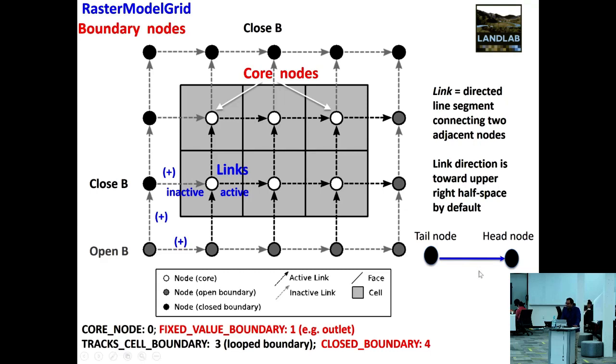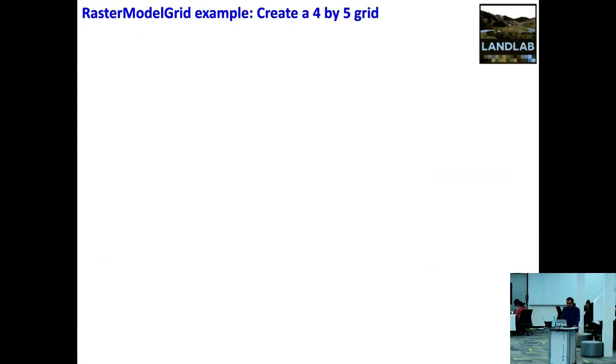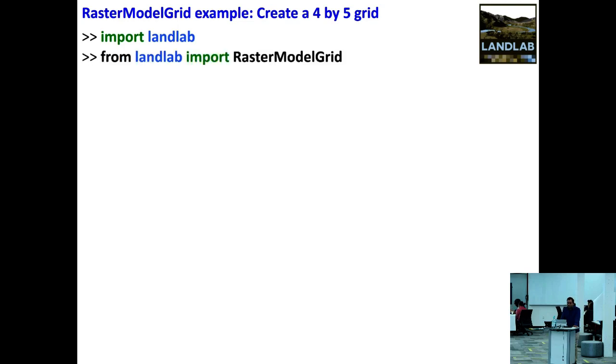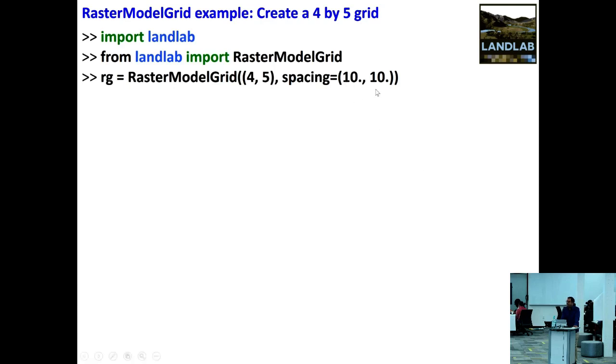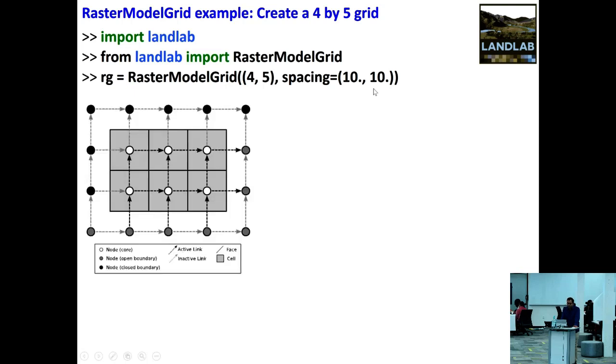And a link is connecting a tail node to a head node. It has a direction, and the direction is from the tail node towards the head node. Let's create a 4x5 grid again. We'll look at the commands that we will need to create a simple 4x5 raster grid. So you import the raster model grid, and then you create the 4x5 grid. You can set the X and Y directional spacing. That will create something like this.